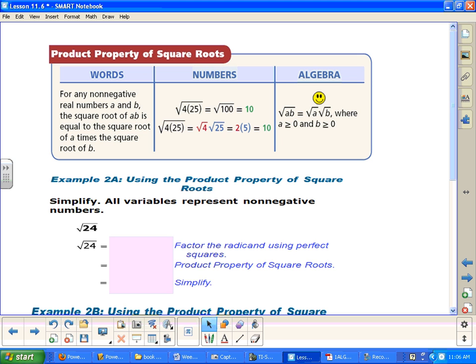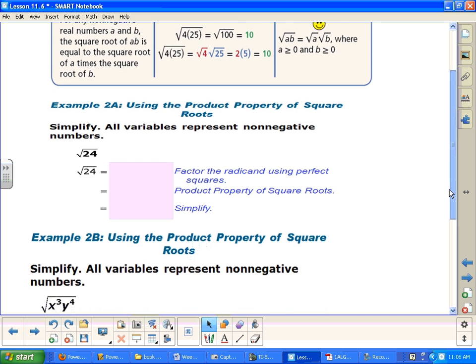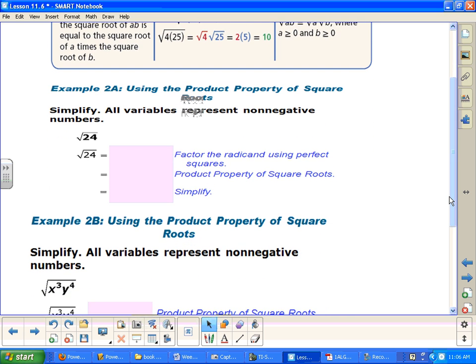Now, the reason that we're going to be working with the squares, and we wrote down a list of all of the squares, at least up till 12, is because we're going to need them to simplify radicals. So here we have this example here. We're going to simplify the square root of 24.